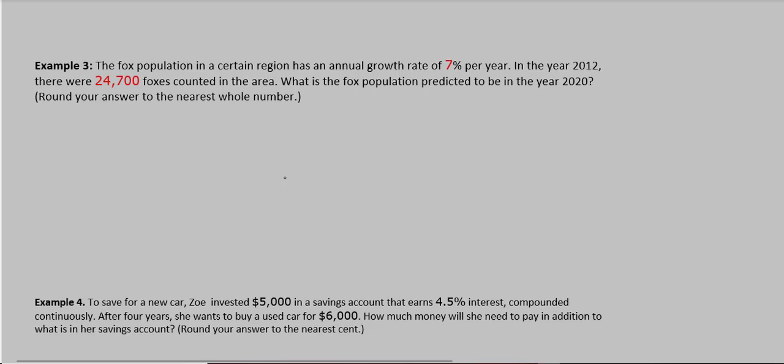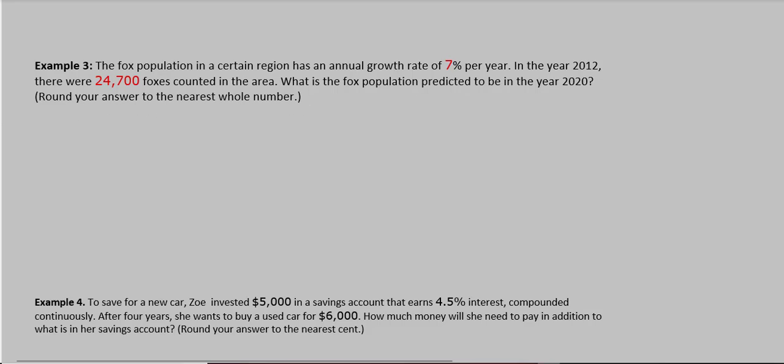So it says the fox population in a certain region has an annual growth rate of 7%. In the year 2012, there were 24,700 foxes counted in the area. What is the fox population predicted to be in the year 2020, right? So round your answer to the nearest whole number.